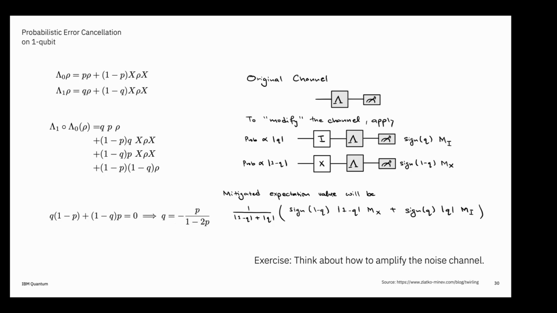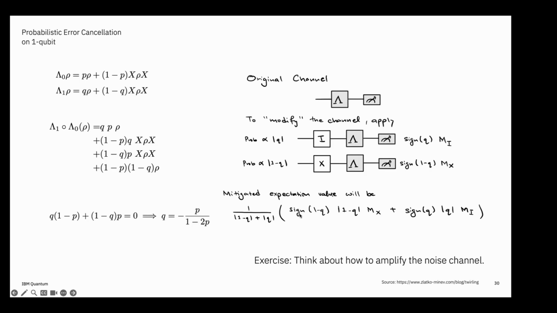The way you do it is first you implement just the channel with probability proportional to the absolute value of q. And then you introduce an error, right? So what you're doing here is you're deliberately introducing a bit flip on your own. You're just doing an x before the channel, but you're controlling the probability with which that happens, right? And so with probability proportional to the absolute value of 1 minus q, you implement this circuit. You keep track of the signs. So you say, okay, whatever result I get here has a sign q. This one has a sign 1 minus q.